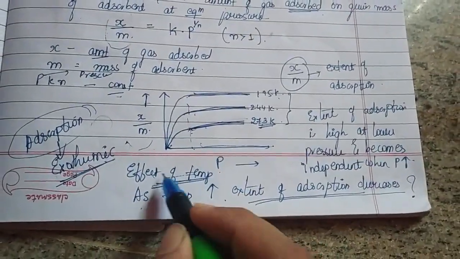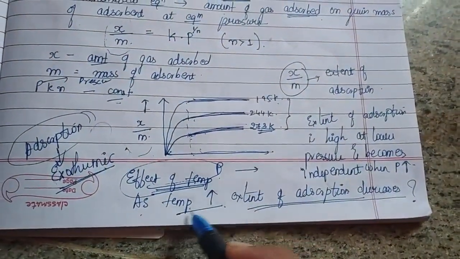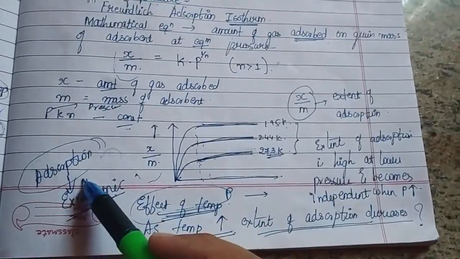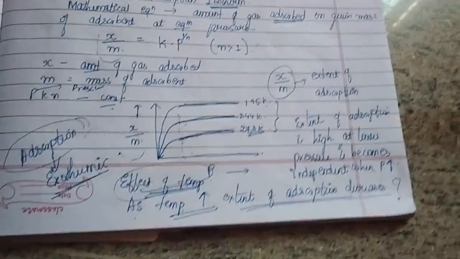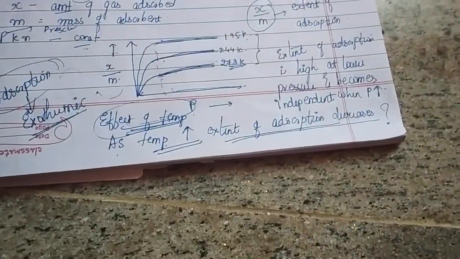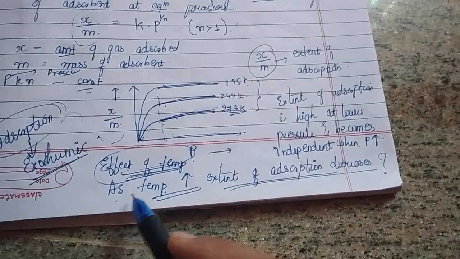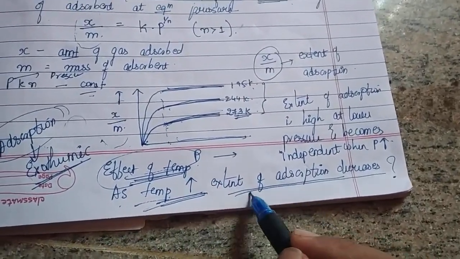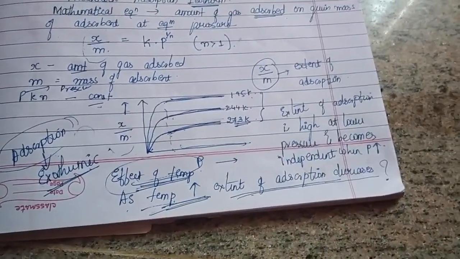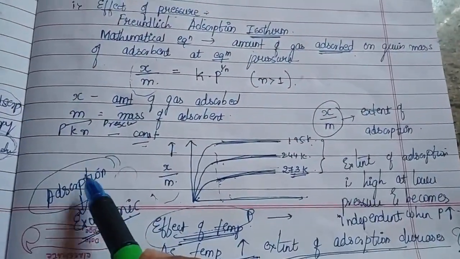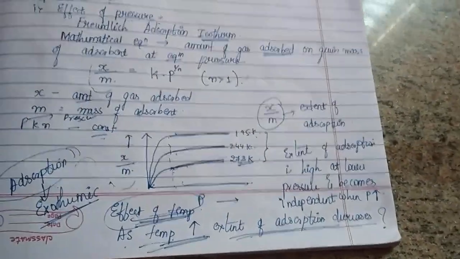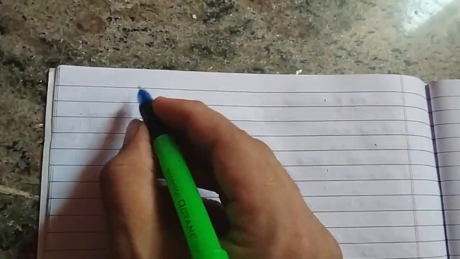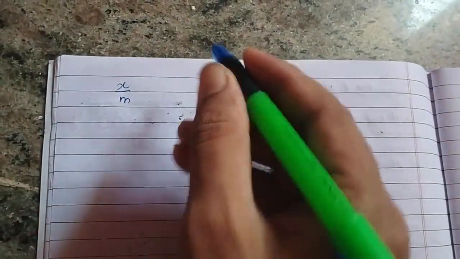But when I am in the effect of the temperature, when I am increasing the temperature along with this exothermic process, what happens? Rate of the adsorption decreases. That is the reason we say as the temperature increases, extent of the adsorption also decreases. The reason is because adsorption is an exothermic process. Is that clear? Okay.